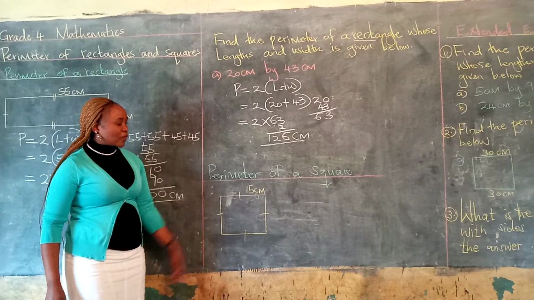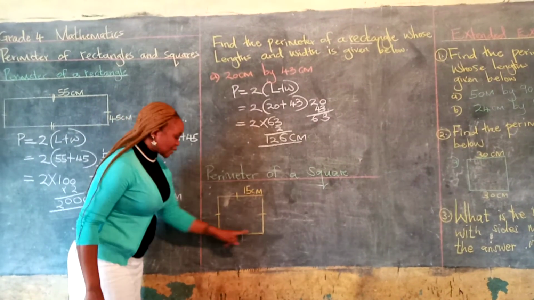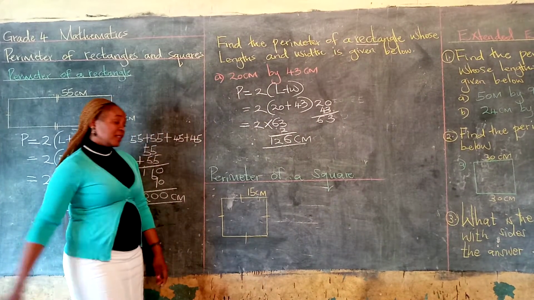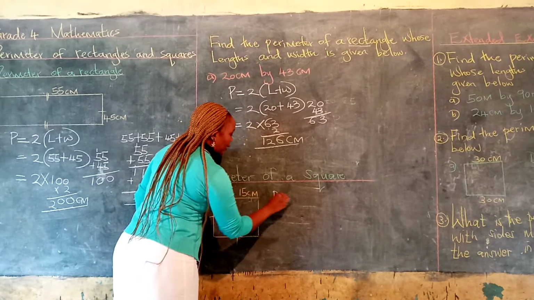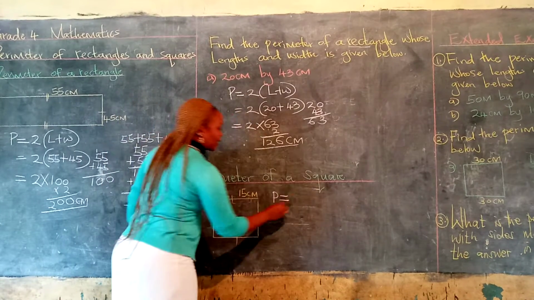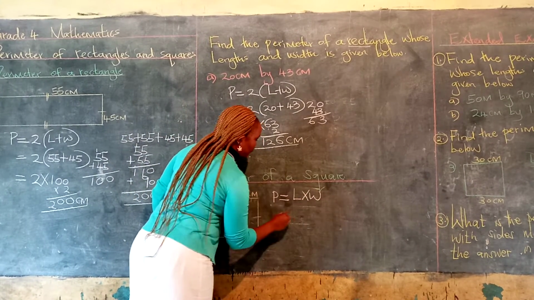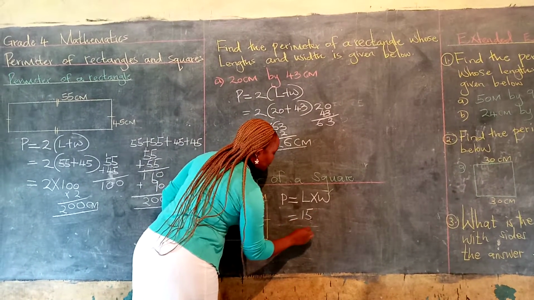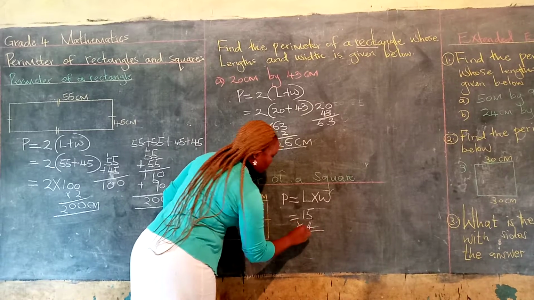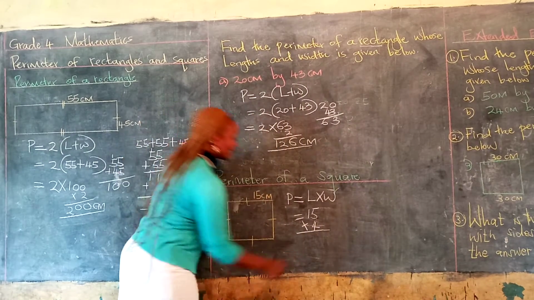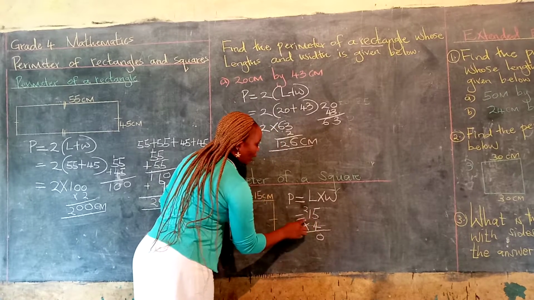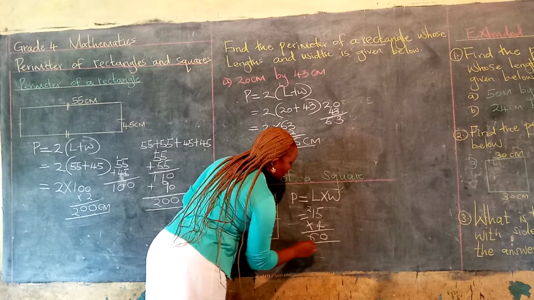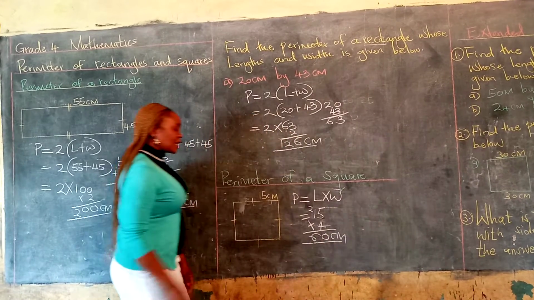Now let's see the perimeter of a square. This is a diagram of a square. As you can see, a square has 4 equal sides. So how do we calculate the perimeter of a square? Perimeter, P meaning perimeter, is length times 4. So our length is 15. 15 times 4. 5 times 4, 20. 0 carry 2. 1 times 4 is 4 plus 2, that is 6. So our answer is 60 centimeters.